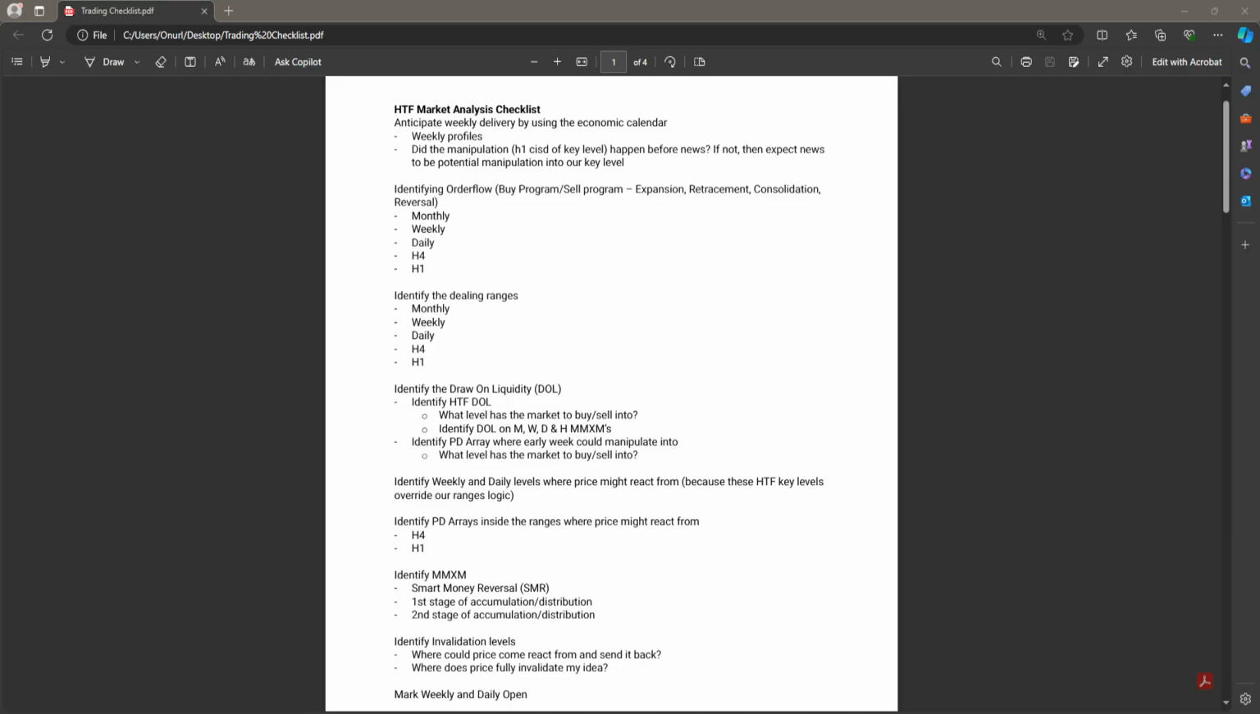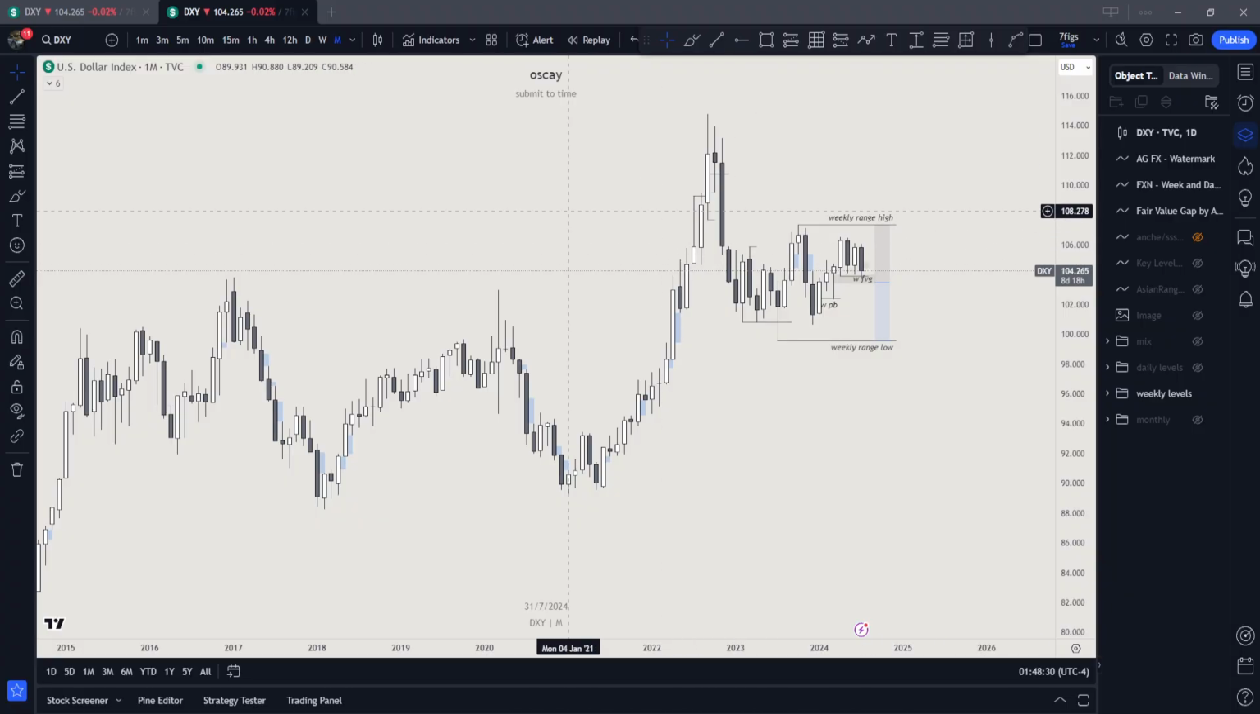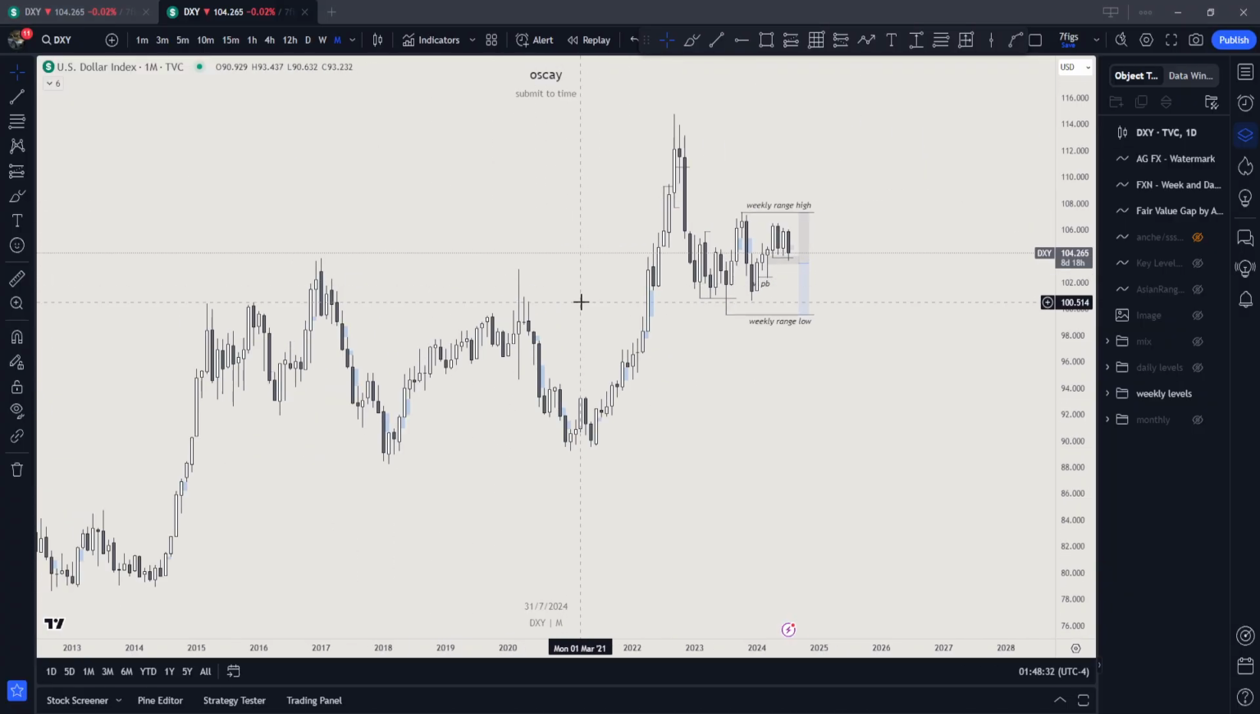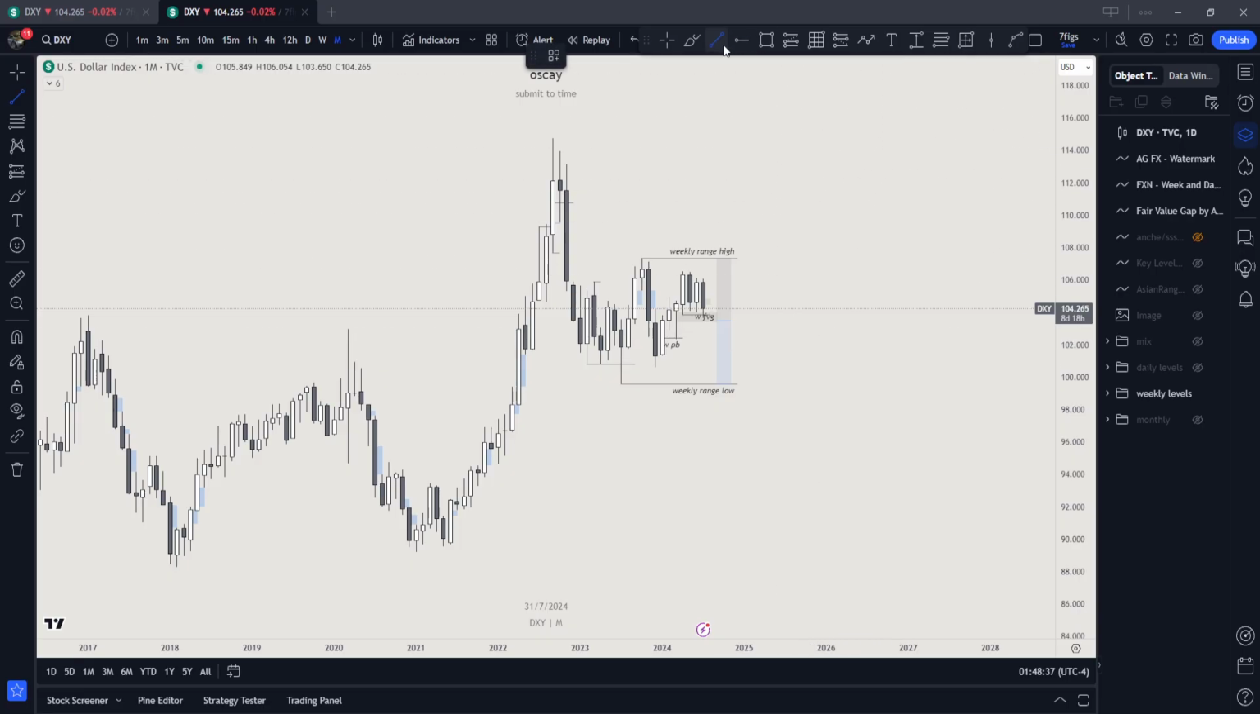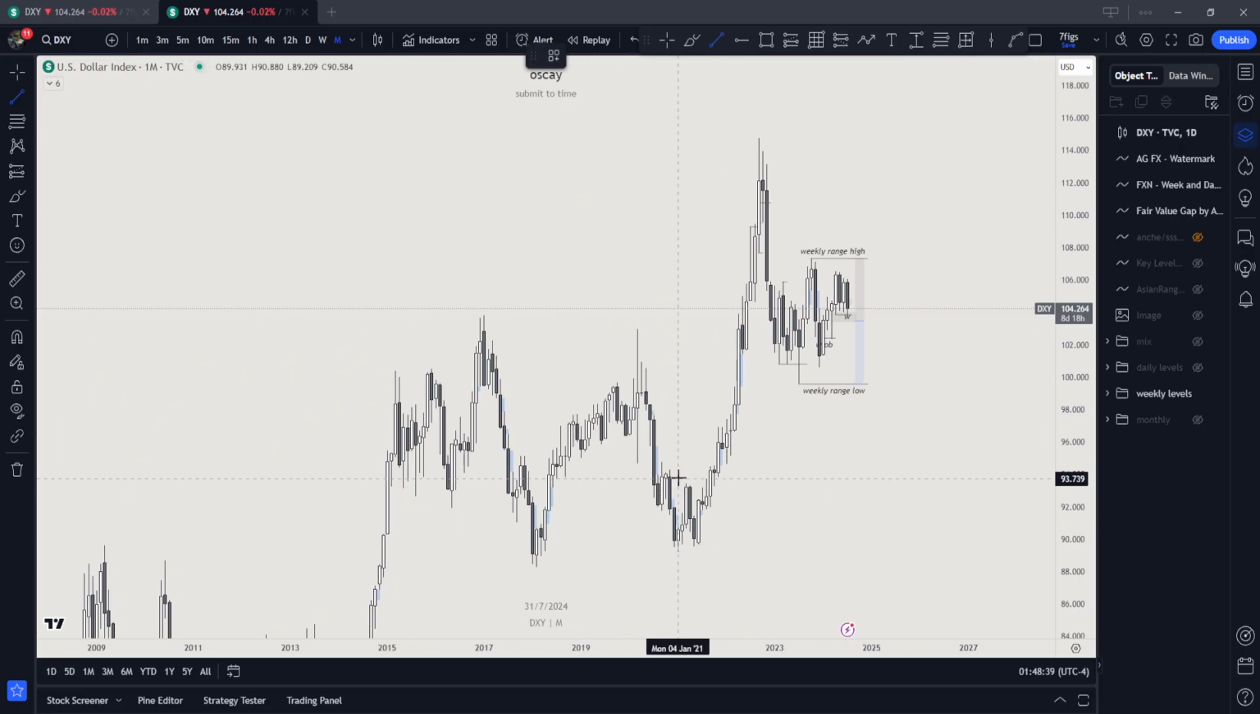I want you guys to focus on that. Identify weekly and daily levels where price might react from, because high time frame key levels override our range logic. Over the weekly, should I mark out all the ranges again? Because I like it. I'm gonna do it real quick.